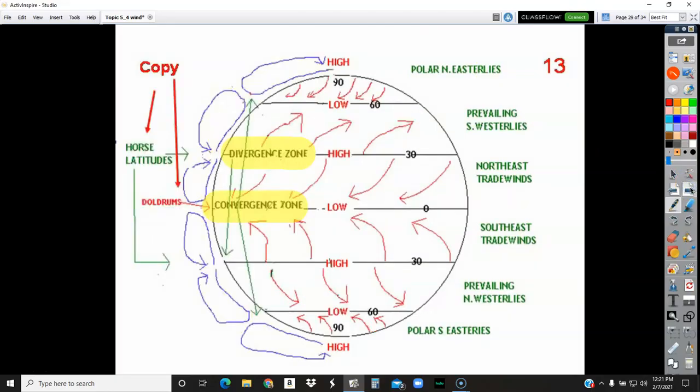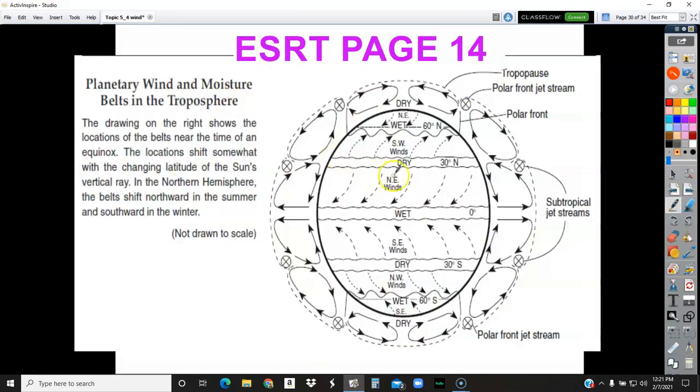And then you have your, I'm going to skip that. Let's go right to this. So they don't say prevailing or polar, they just tell you the direction. So you see up here, they say NE. So they're telling you those are northeast winds, coming from the northeast. We sit here. The United States is in between 30 and 60, so this would be us here, the United States.